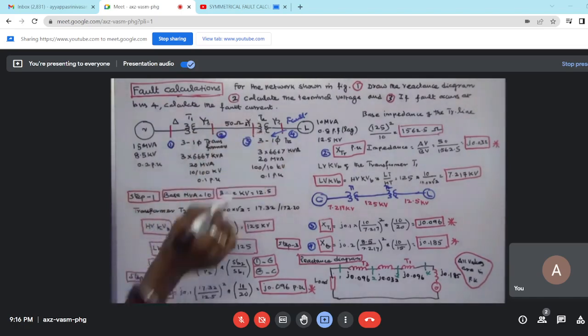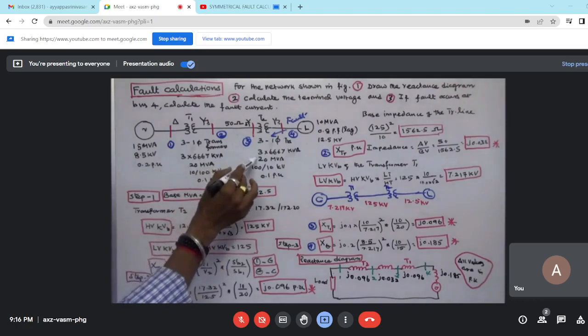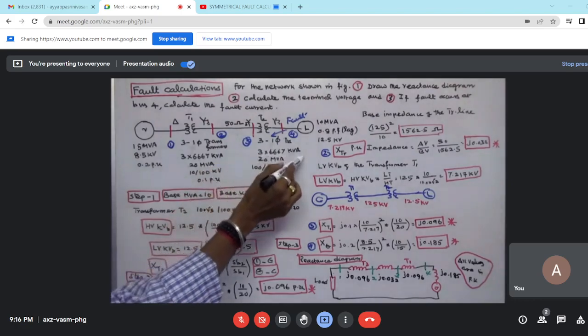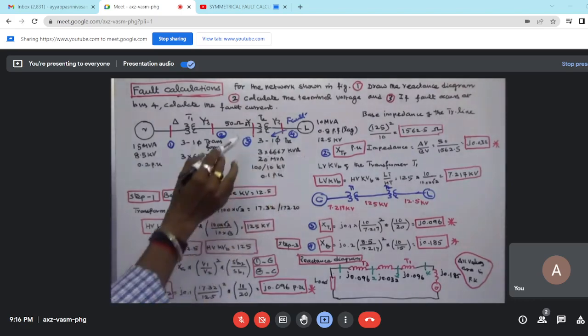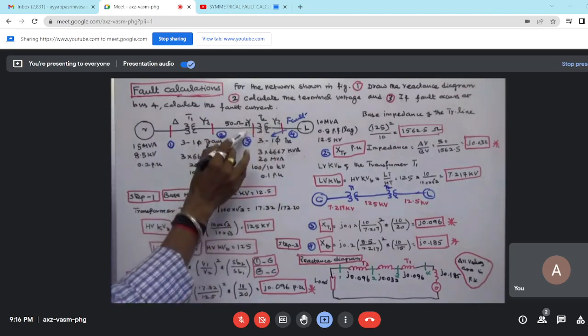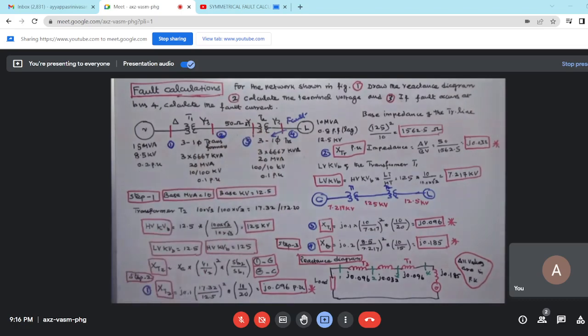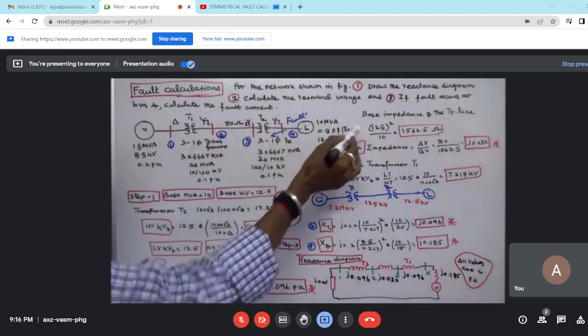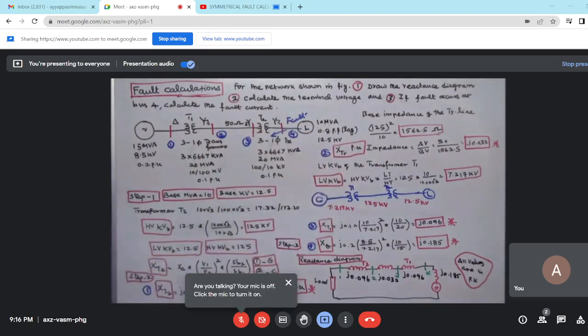Transformer 2, 3 single phase transformer. 3 into 6667 kVA, that is equal to 20 MVA. This side is star connected, this side is star connected. This is 100 kV, this is 10 kV. The load is 10 MVA, 0.8 power factor lagging, 12.5 kV.